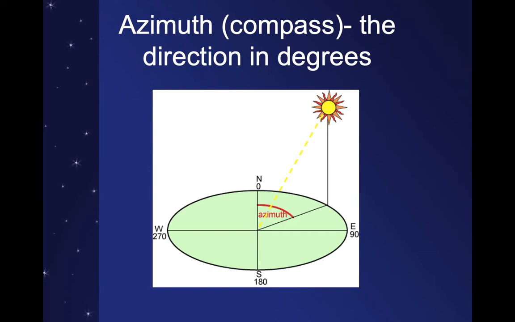So we're going to look at 3 different components. You need 3 different components, and you need to know this. 3 different components to help you identify the location of an object in the sky.